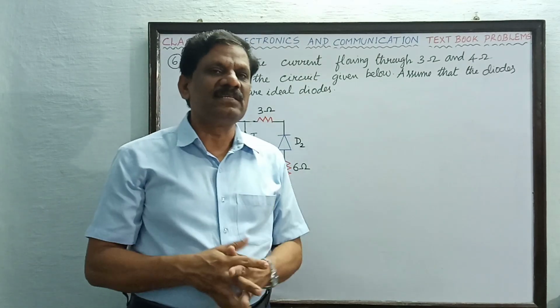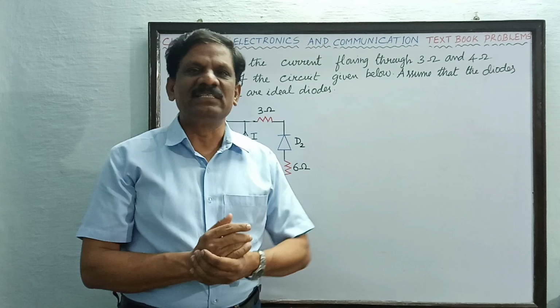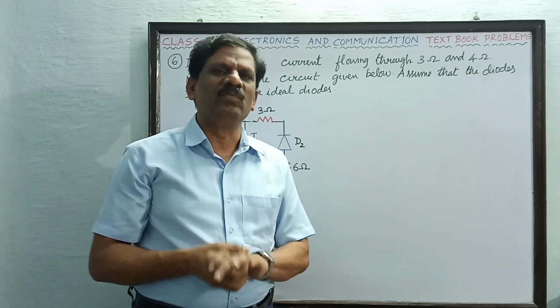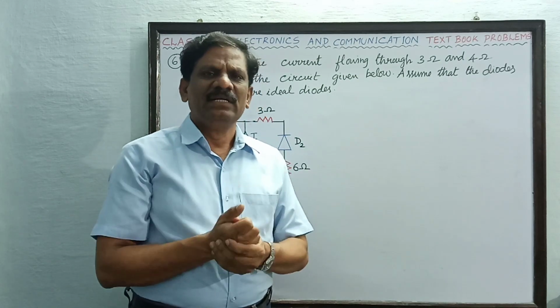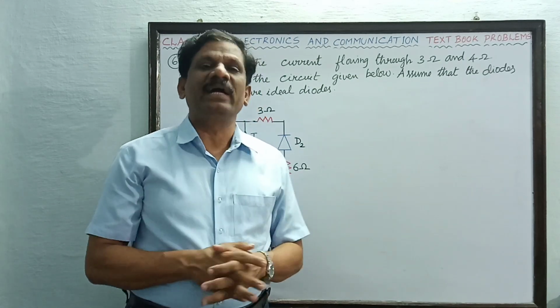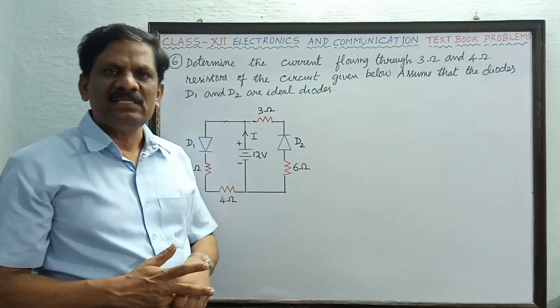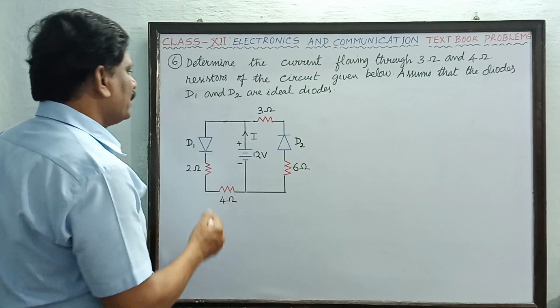Normally, for silicon diodes, the internal potential barrier is 0.7 volt. This 0.7 volt is an opposing voltage. But this time we need not apply that, because ideal diodes do not have any potential drop across them. Okay students, now let us analyze the circuit.